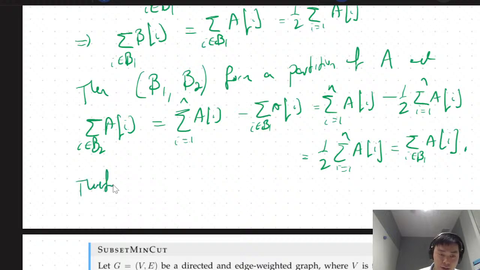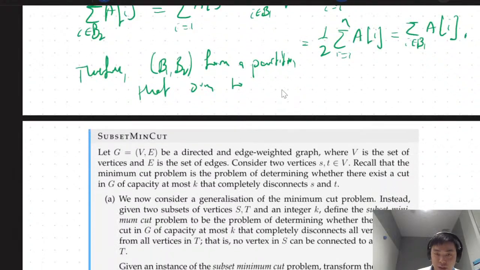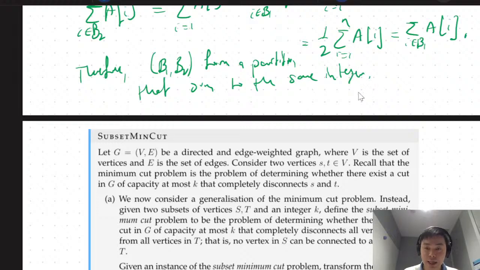Therefore, B1, B2 form a partition that sums to the same integer. And there we go. Now we have our reduction, and we've proven both of the directions for our reduction.